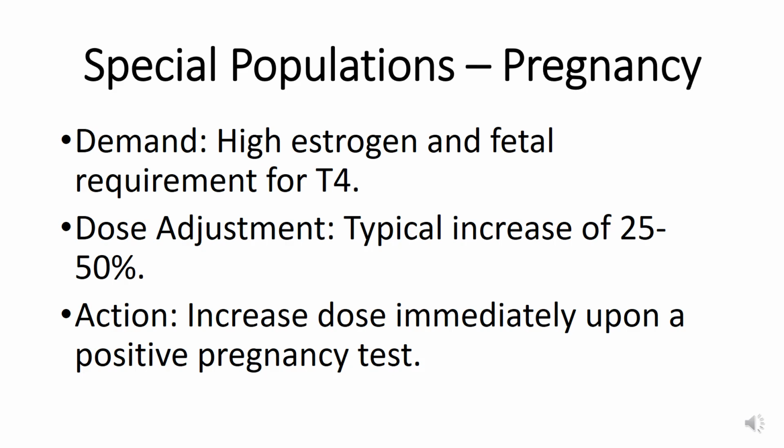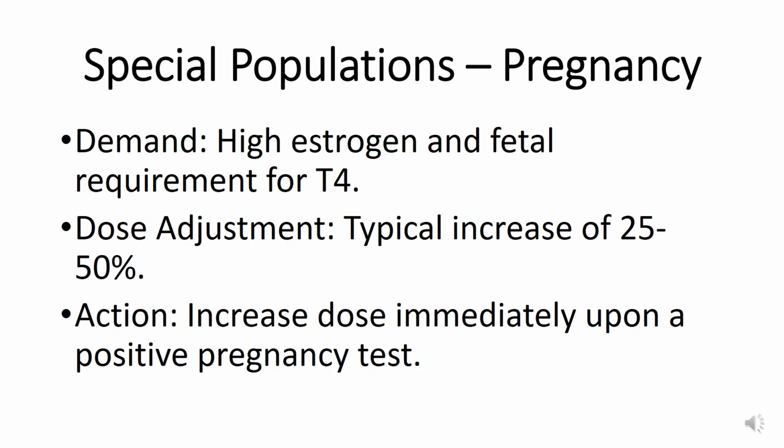Pregnancy causes major hormonal changes within the mother's body. One of the most significant changes is a marked increase in estrogen levels. Higher estrogen concentrations stimulate the liver to produce more thyroxine-binding globulin, or TBG. As thyroxine-binding globulin levels rise, a larger portion of circulating thyroid hormone becomes protein-bound. This reduces the amount of free hormone available for immediate biological activity.